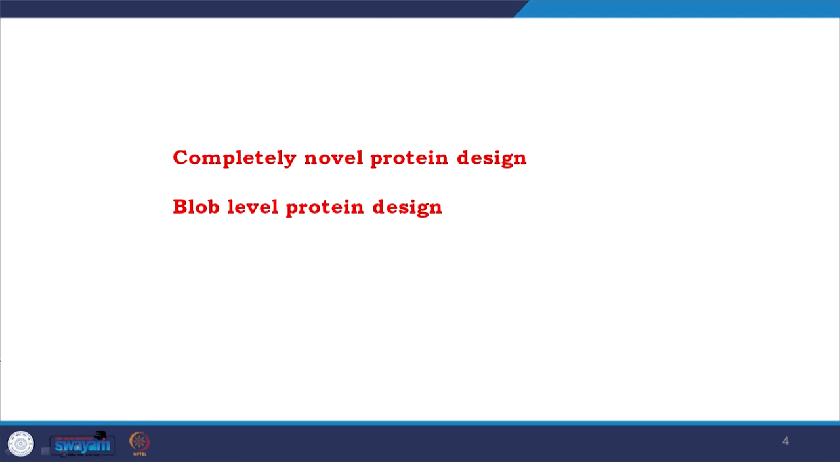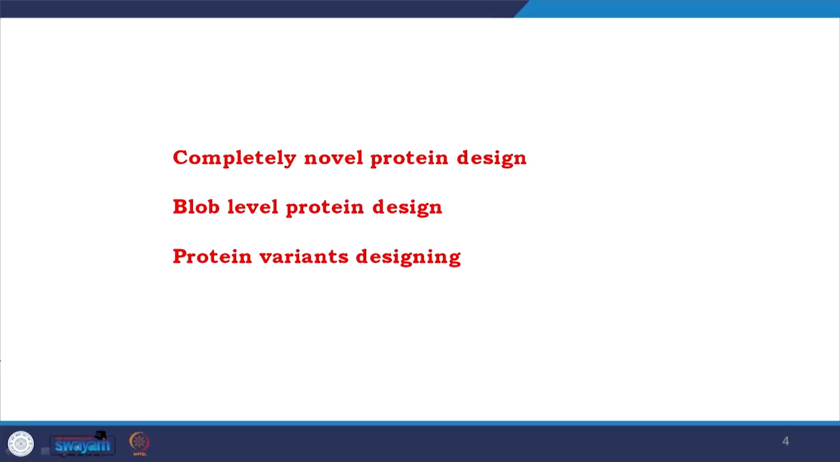Another one is called blob level protein design, where basically we take domains of different proteins, shuffle them and make a hybrid new protein. The third one is protein variants designing, which is majorly used in various labs. These are taking a protein, changing its amino acids through point mutation or through deletion, making differential function, making stability and all such small required changes.